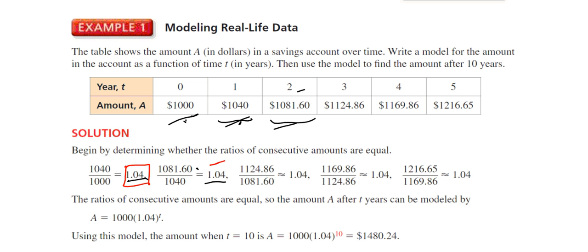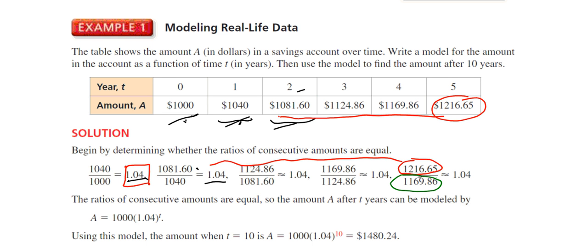As we continue down and look at all these successive ratios, like 1,216.65 divided by 1,169.86, we get 1.04 as well. So that's our rate of change, our constant multiplier. Then if we put that ratio into an equation, we take the initial value we started with and have 1.04 as our r value, with t being the time in years, we can use this model to figure out how much money we would have in 10 years.